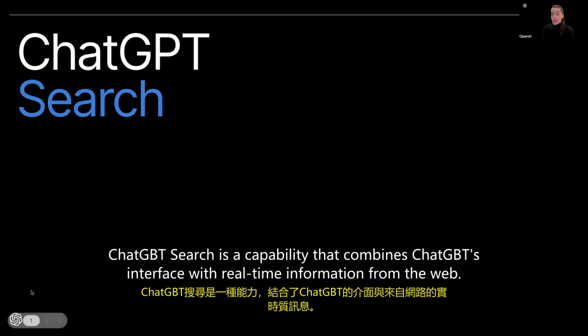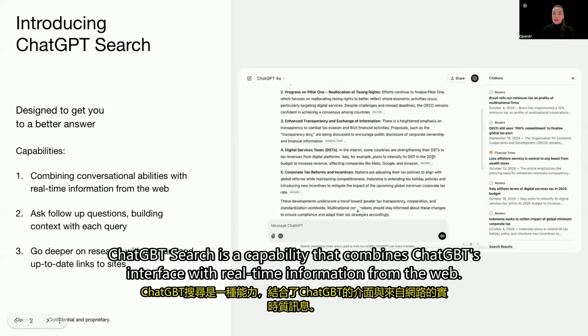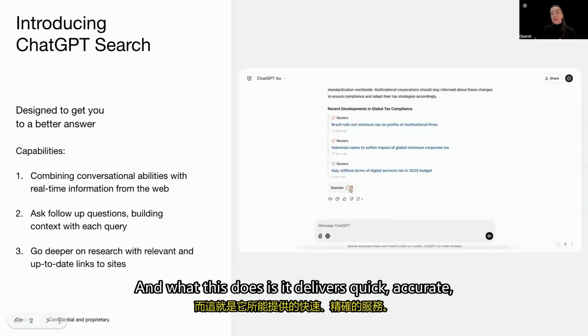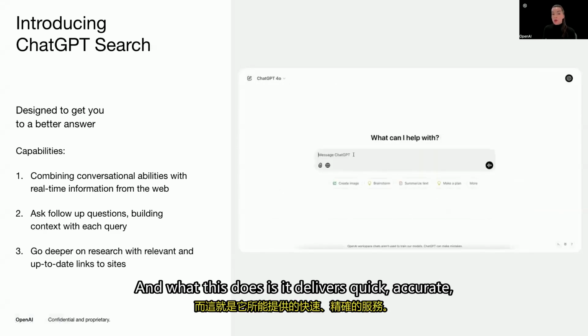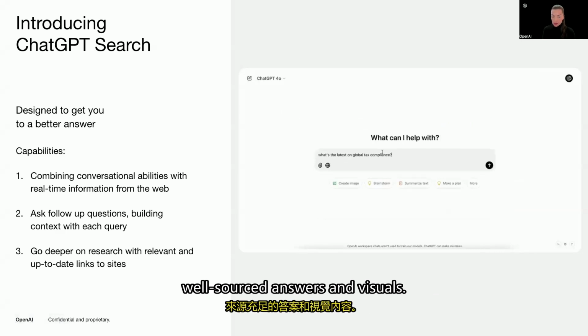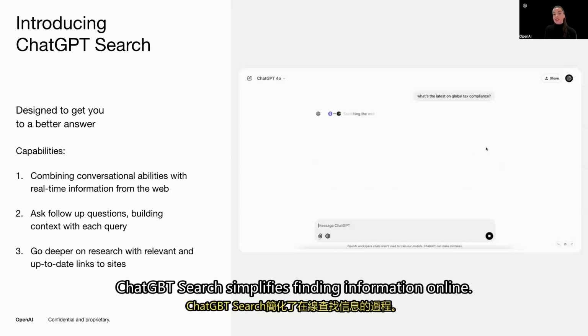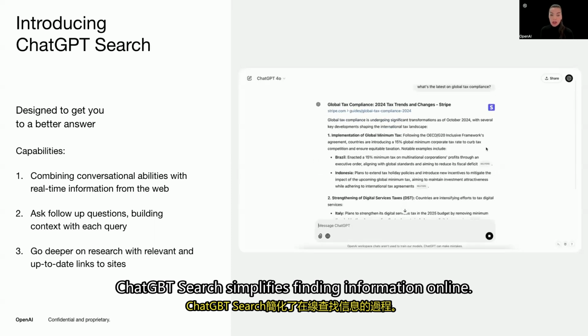ChatGPT Search is a capability that combines ChatGPT's interface with real-time information from the web. And what this does is it delivers quick, accurate, well-sourced answers and visuals. ChatGPT Search simplifies finding information online.